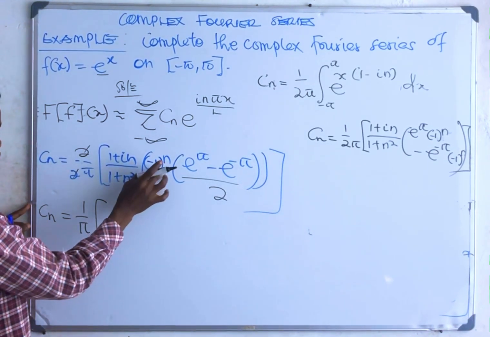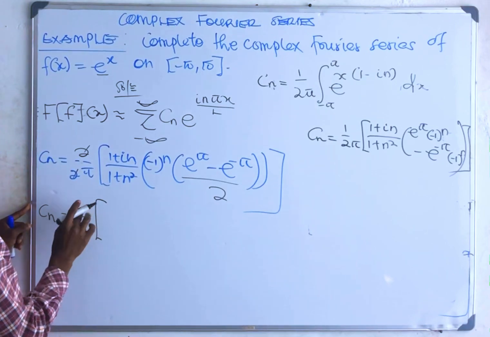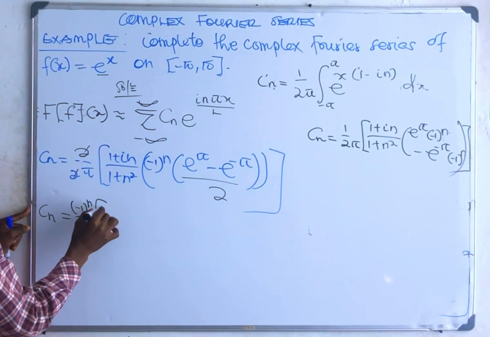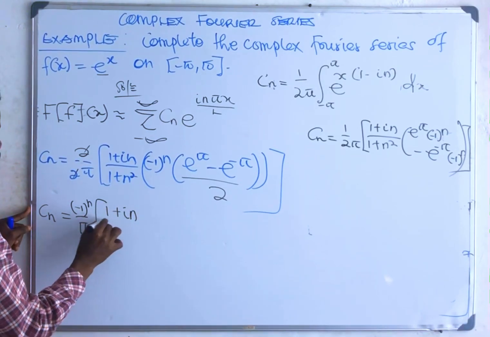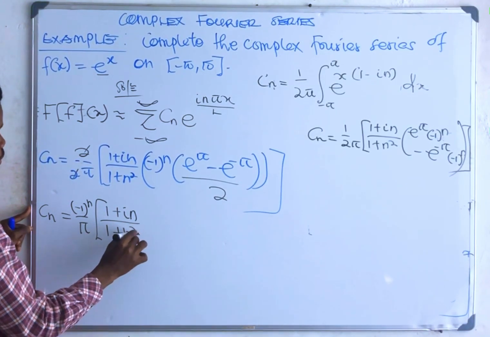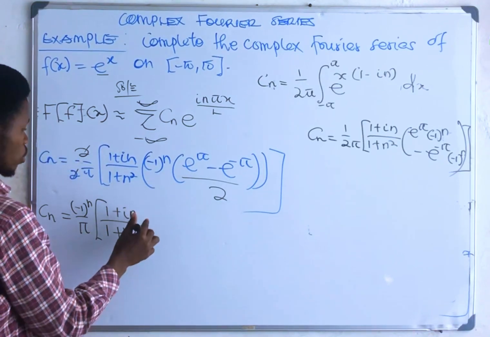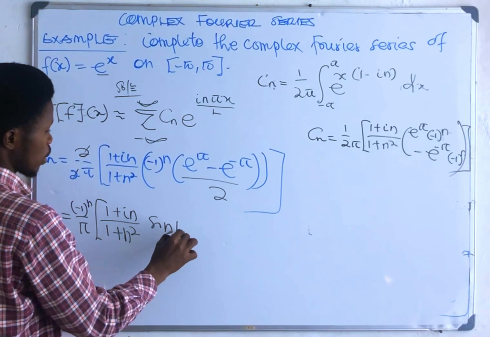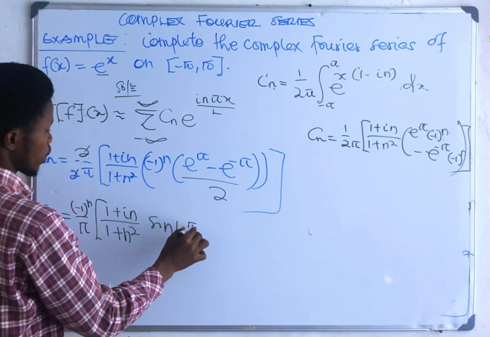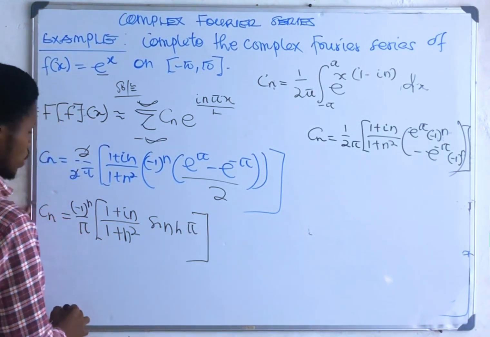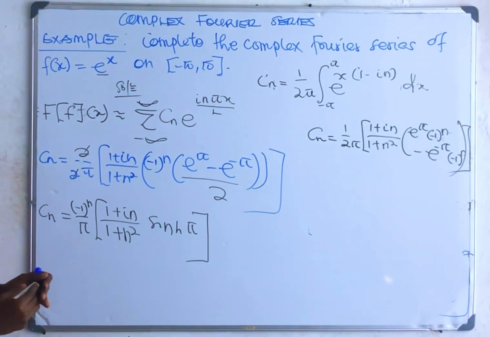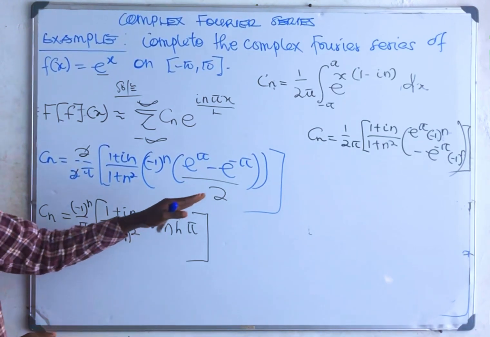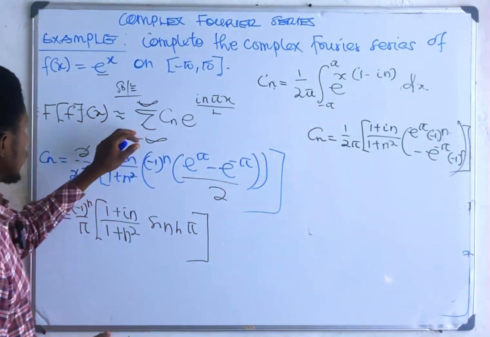bracket open. Now, this negative 1 to the power n, I can bring it here. You know that, so that here we are left with (1 plus in) over (1 plus n squared). And this one is what? Sinh pi. Is that okay? So this becomes our Cn. Is that okay? Now after getting Cn, you just go back here, then you substitute.